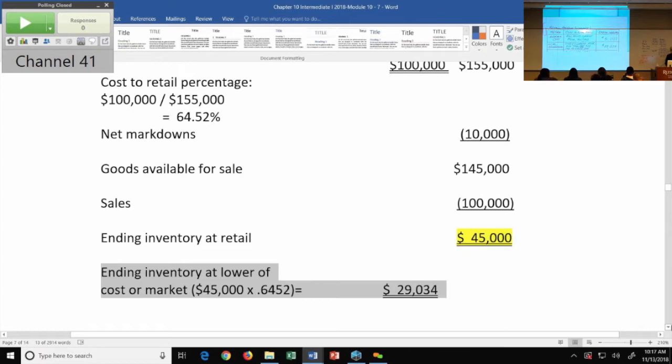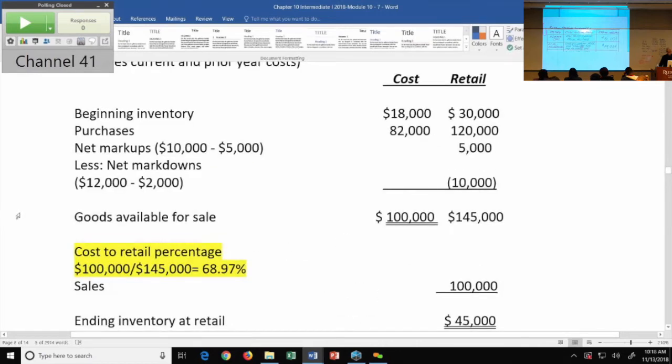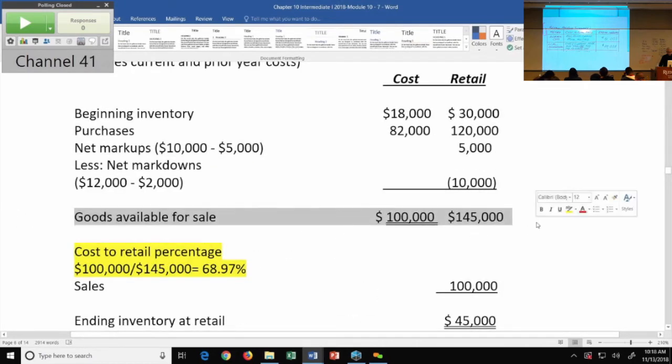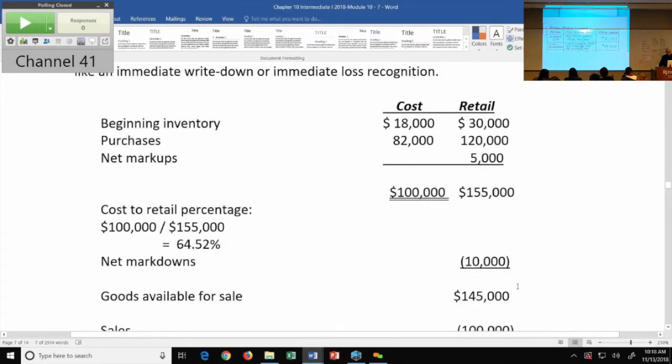On the average method, what's the 145,000? That's the calculation of what goes into the cost to retail ratio. That's the goods available for sale, and you'll always get goods available at 145 at some point. On the average cost, it happens to be here. Under the conventional, this is the goods available, but it's after the write-down. So it's really not going to change the goods available. What it will change is the point at which you calculate the ratio.